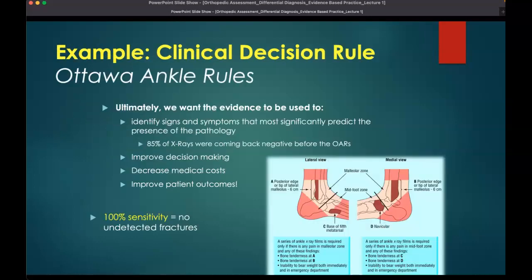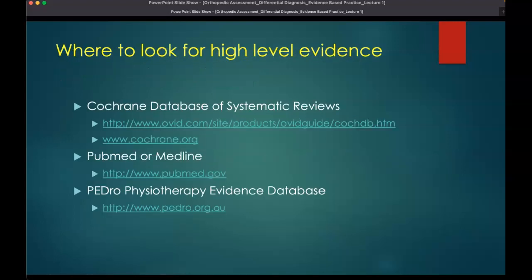And so I said the Ottawa ankle rules are an example of the clinical prediction rules. We can predict whether or not the patient actually has a fracture based on 4 palpation sites and their ability or inability to walk, right? And so this is an example of a way that we reduce costs, because we're no longer sending the patient into the ER. So we're reducing the cost from the insurance side, but also from the patient side for that particular patient visit. And we improve outcomes because we're able to treat that patient differently, right? Less conservatively than if they had a fracture.